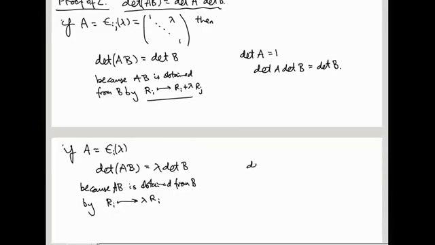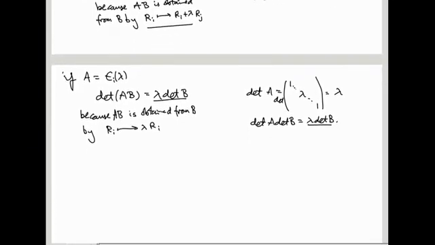And on the other hand, det A, remember, this matrix is the thing with 1s on the diagonal everywhere except ii, where it's lambda. And the determinant of that is just the product of the diagonal entries, which is lambda. So det A det B is lambda det B. So again, by comparing both sides, we see that they're equal. So this proves the formula det AB equals det A det B in the case where A is an elementary matrix.